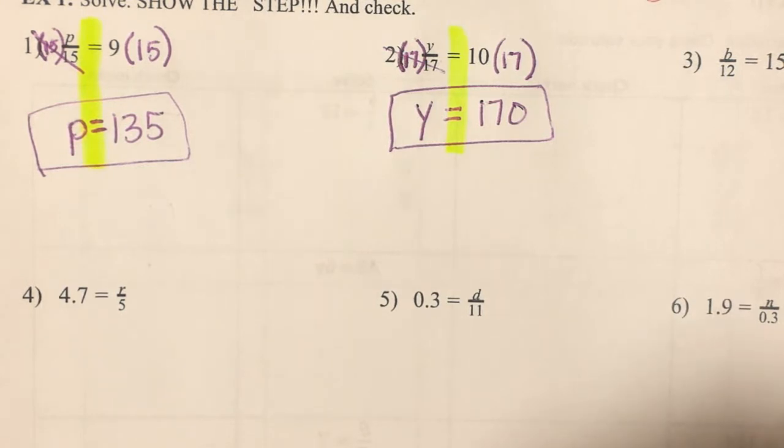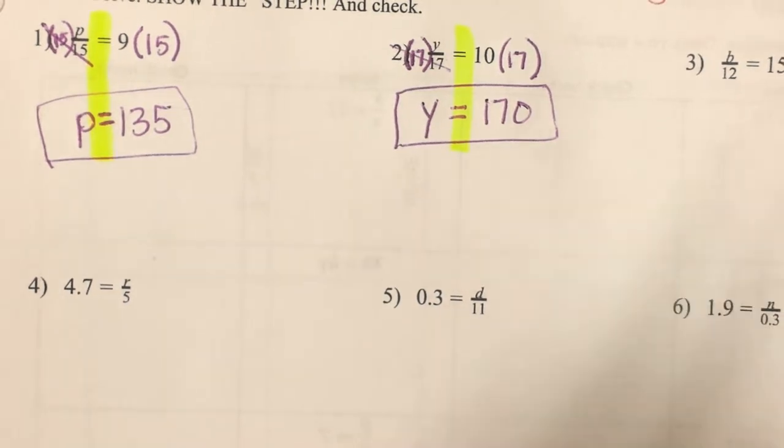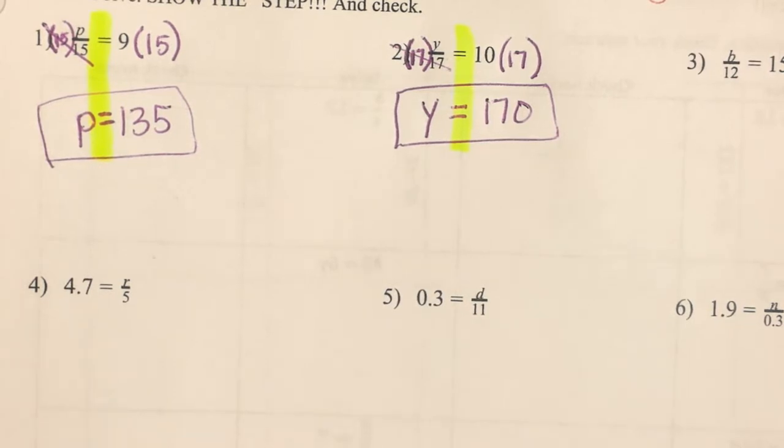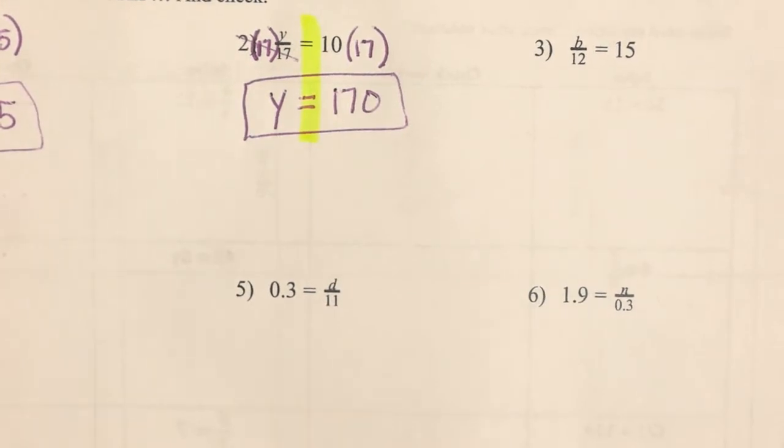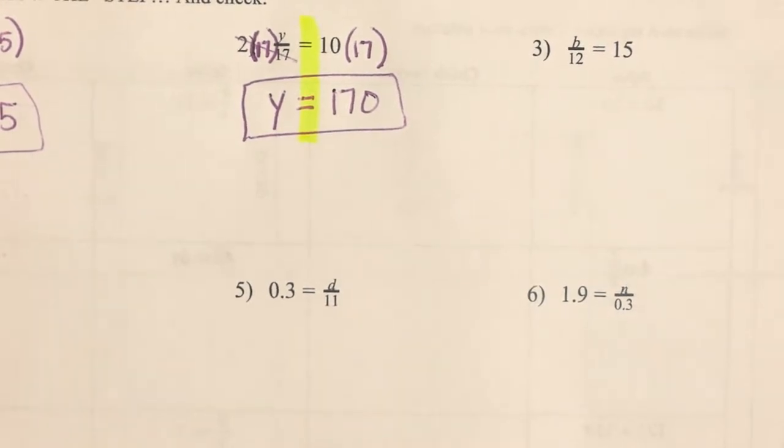You're just always doing the opposite. Okay, I'm going to do one more and then we'll start checking them in a minute. We're not checking yet. I'm just trying to get your brain wrapped around it. Okay, look at number 3. B divided by 12 equals 15. So what should we do?